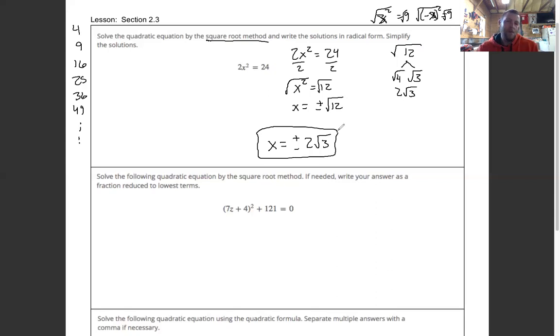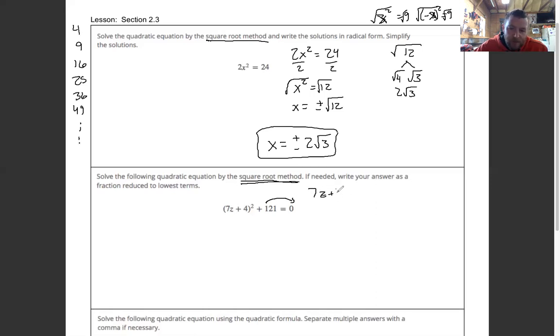The next one: solve the following quadratic equation by the square root method. Again, it'll tell you what method it really wants you to use. Now you could factor this or FOIL this out and then use the quadratic equation, but sometimes the square root method is easier. Because you can square root, you don't have to FOIL all this. If I have plus 121, I need to get that to the other side because I want to square root this.